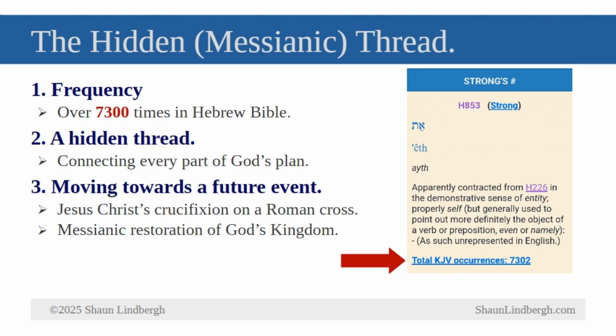And so the hidden Messianic thread is over 7,300 times in the Hebrew Bible. It's a hidden thread connecting every part of God's plan and moving towards a future event: Jesus Christ's crucifixion on cross sticks, a Roman cross, looking forward towards a Messianic restoration of God's kingdom.